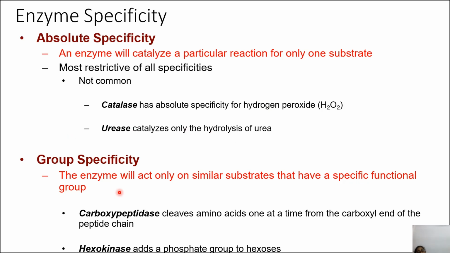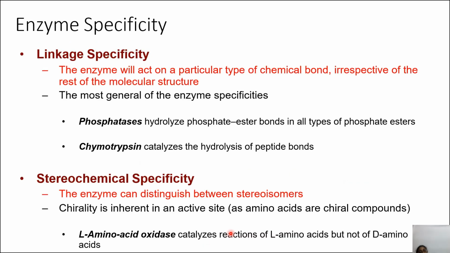Now group specificity, the enzyme will act only on similar substrates that have a specific functional group. Like carboxypeptidase cleaves amino acids one at a time from the carboxyl end of the peptide chain. Hexokinase adds a phosphate group to hexoses.